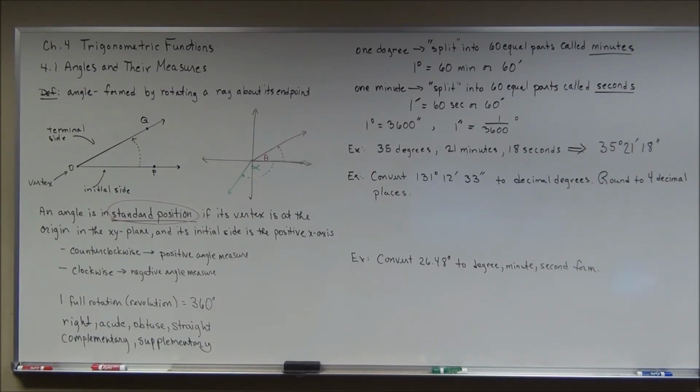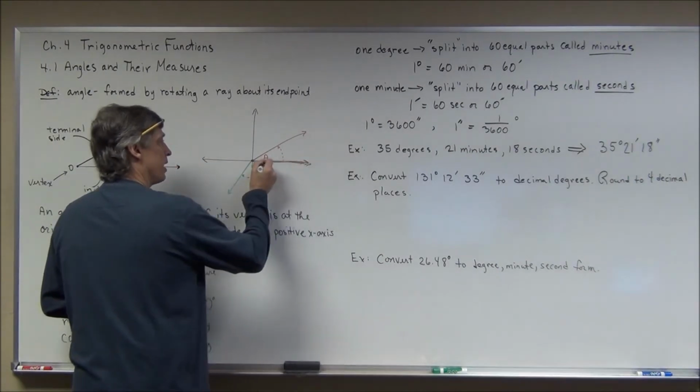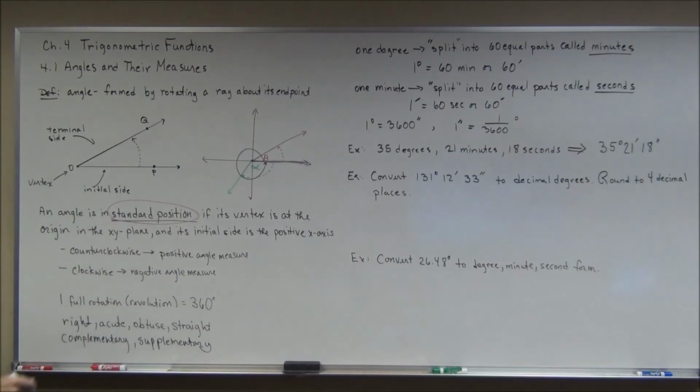Now, of course, you're already aware of the fact that when you do a complete rotation or revolution, so if I have it in standard position here, and I go all the way around like that, that one revolution or one rotation is, in degrees, 360 degrees.